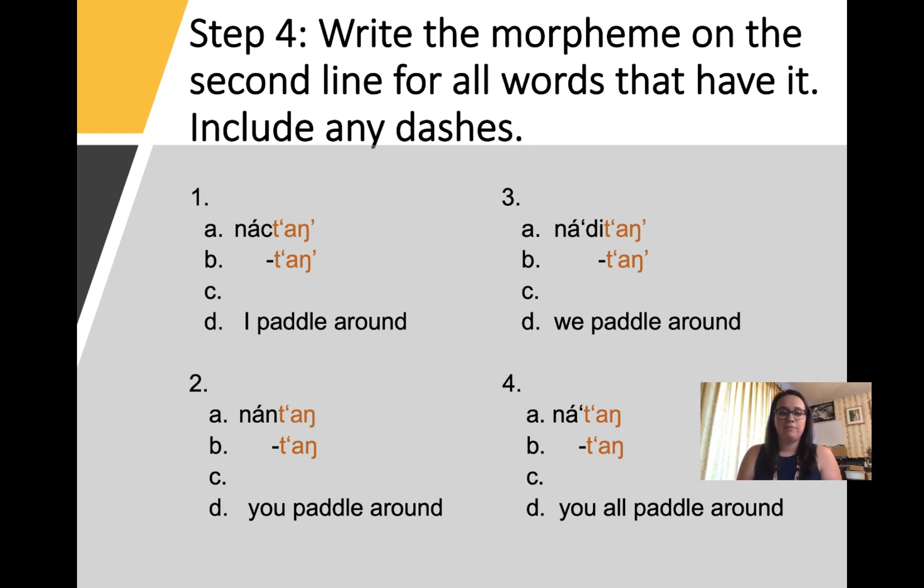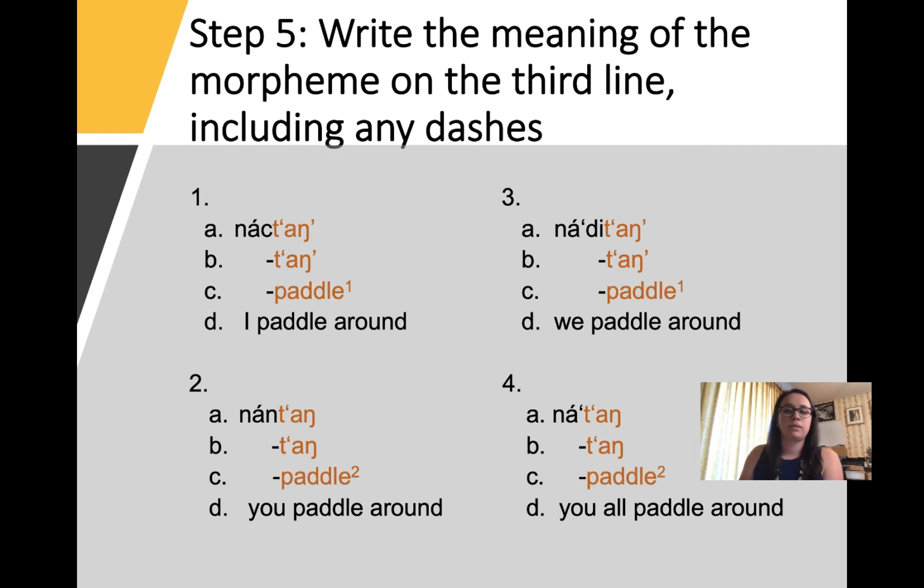It would take me a lot of time to show you how I figured that out. To save time, I'm just going to tell you that, but to have figured that out, I would have had to do a lot of comparison like this across different words and roots. But just to know that right now, that's why I'm doing that. So step 5, write the meaning of the morpheme on the third line, including any dashes, right?